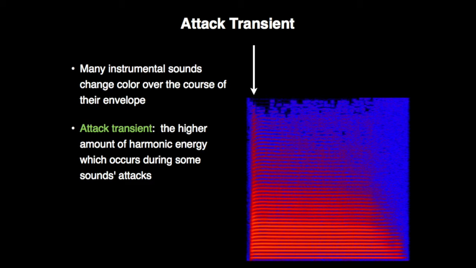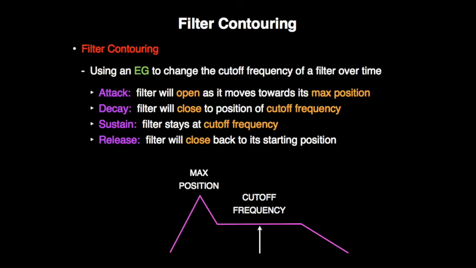So in hearing this trumpet and also hearing the guitar, we can hear that the timbre of instrumental sounds very often changes over time. We can have these really strong attack transients, and then even after that, the timbre, the color of the sound can change as the note sustains. So when we use an envelope to shape the cutoff frequency of the filter over time, we call this filter contouring. Contouring meaning to give something a shape. So we're giving the filter a shape over time. So filter contouring is just using an envelope generator to change the cutoff frequency of a filter over time.